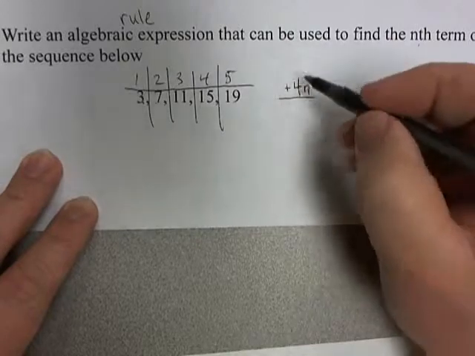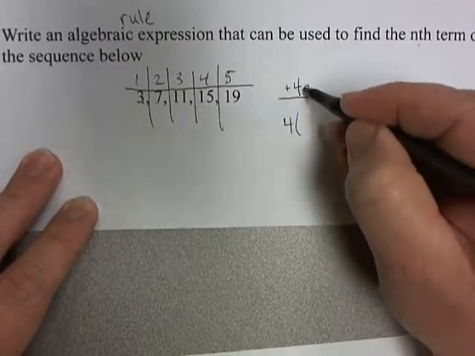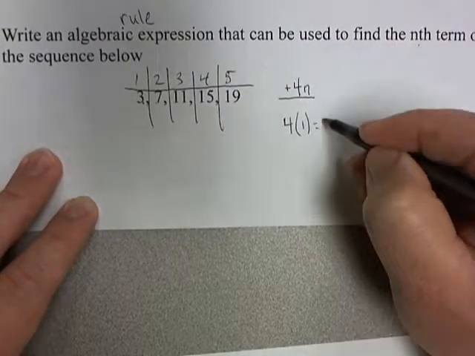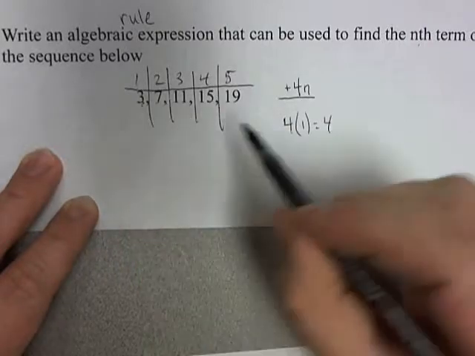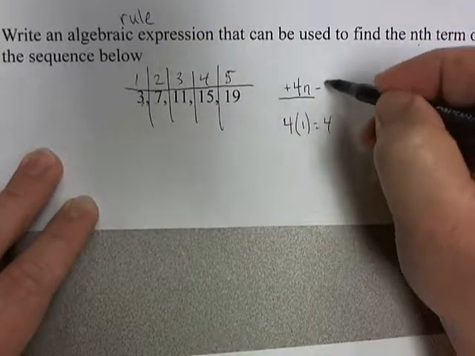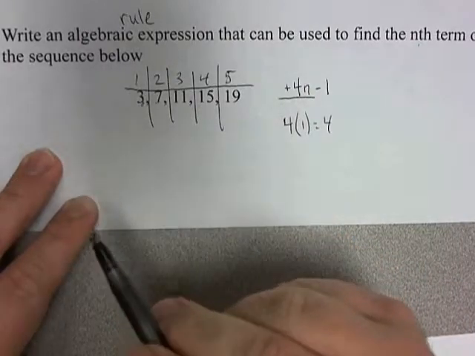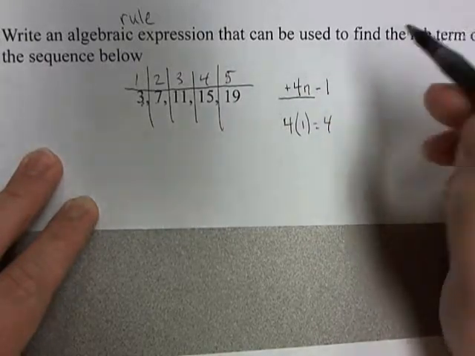Second part of creating the rule is test it. Let's test it by substituting a position number into 4 times n. So let's plug in position 1. 4 times 1 is 4, but notice we don't want 4 in position 1. We want a 3, so we need to subtract 1 from the rule in order to get our term value in position 1. Let's test the new rule, 4n minus 1.